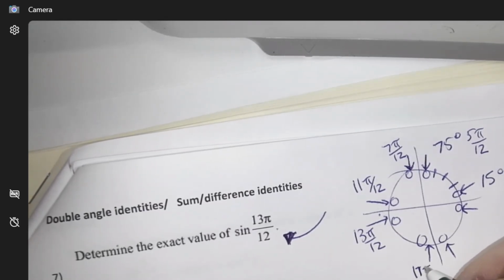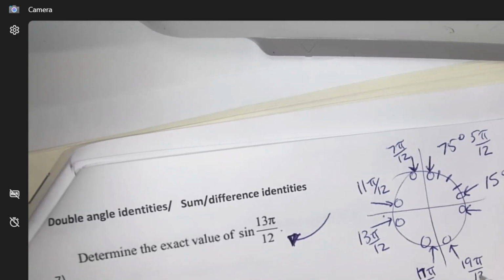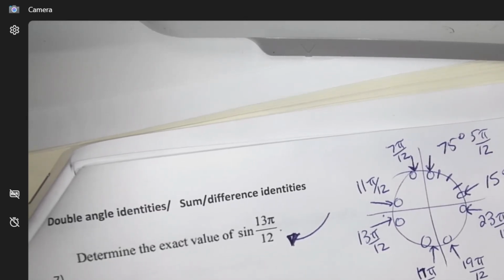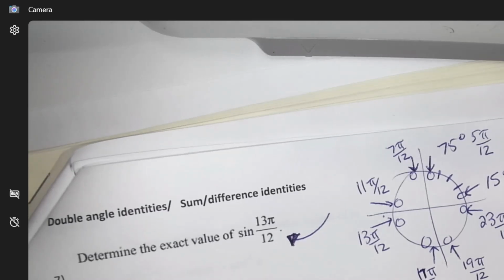What is the bottom 270 part if you're 1.5 pies out of 12? 18. So this is a 17, 19. A full circle would be 24 over 12, right? Yep. So this would be 23. Okay, so do you remember all that? Anything that has a 12 on the bottom.